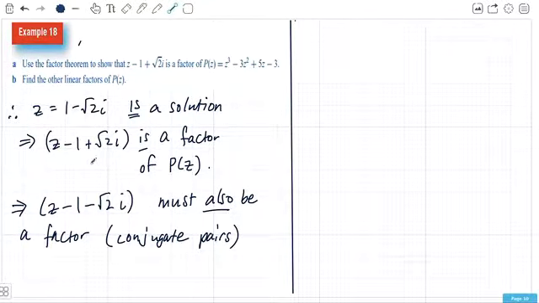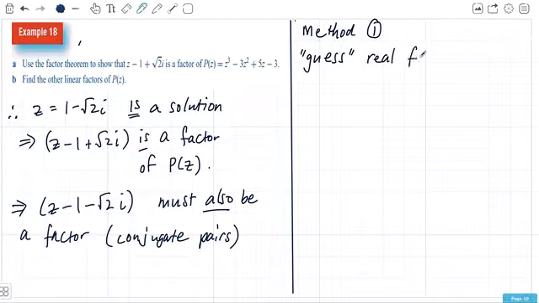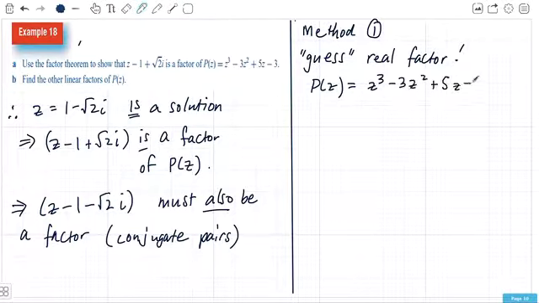There are two ways you can do this. I'll show you the first method, method 1, which is to guess the real factor. What you can do is look at P(z) and actually guess what this is. With this one, I can see that I've got a lot of negatives and not so much in the way of positives. I can see straight away that you've got 6 with these two, and then you could have 6 here.